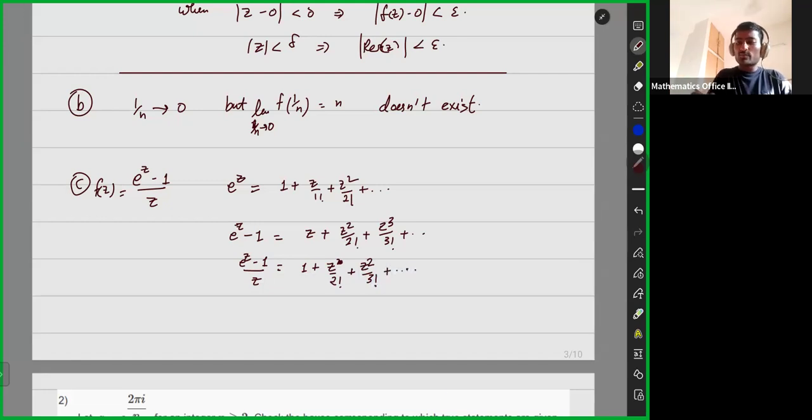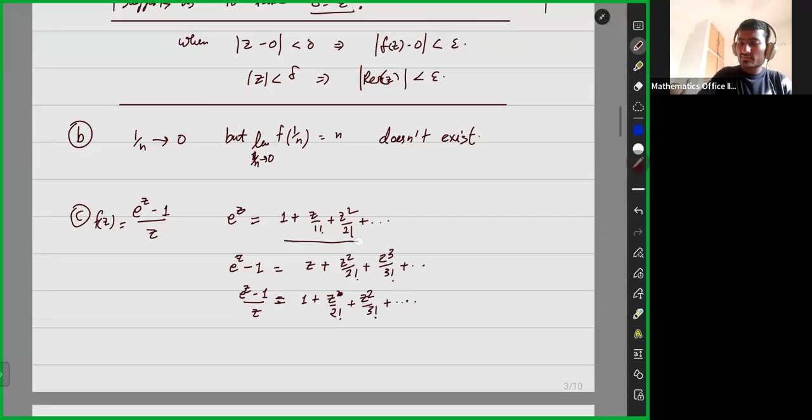Now, just like e power z, this series is verified to be absolutely convergent. This is also absolutely convergent. I don't want to prove it here, but the proof is similar.